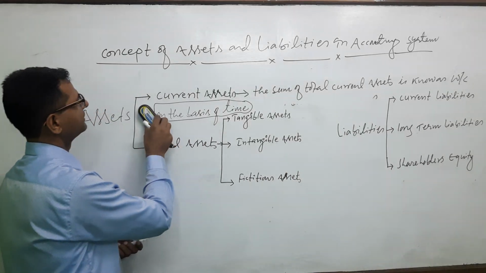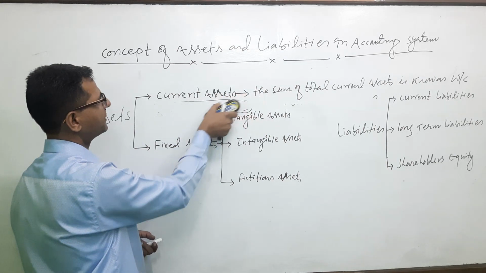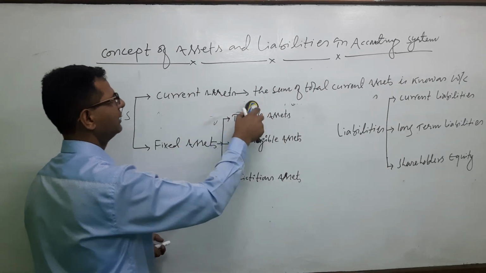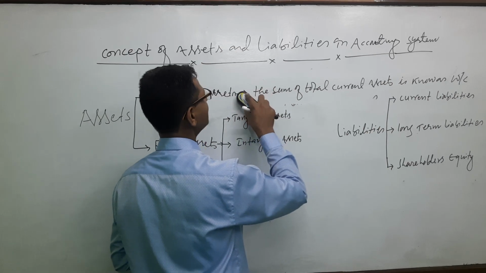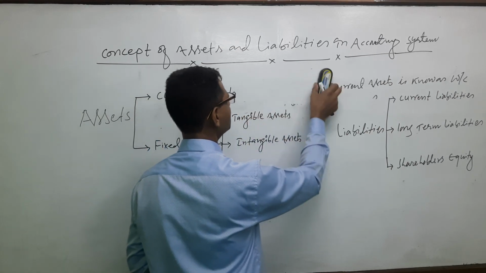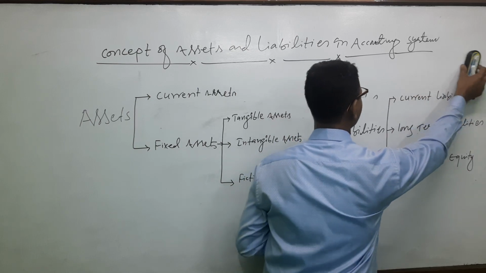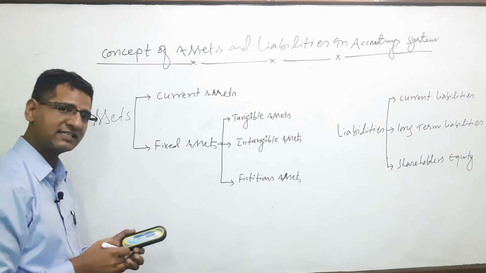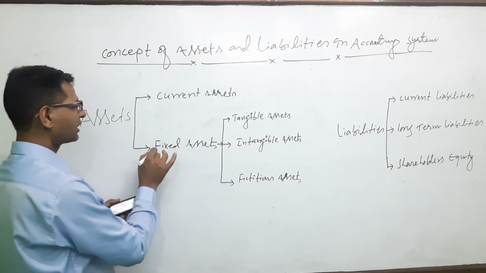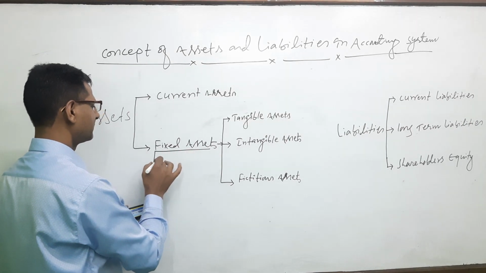Similarly, there are different types of fixed assets as well. On the basis of nature, those assets which business can use continuously for more than 1 year are known as fixed assets. Those assets which business can use continuously for more than 1 year.